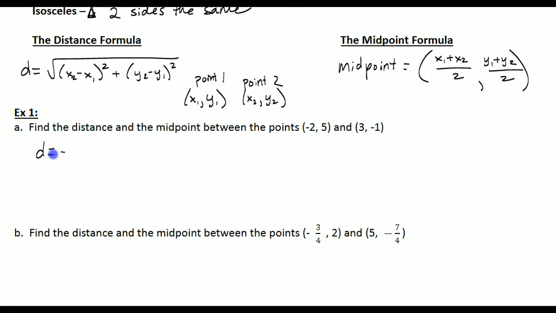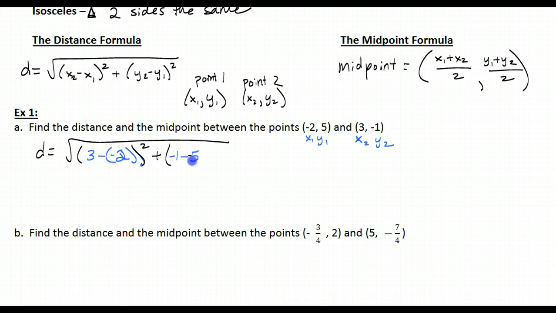So let's go through here. I'm going to find the distance and midpoint. Let's say that negative 2, 5 is x1, y1, and 3, negative 1 is x2, y2. So then let's go ahead and plug this into the formula. So x2 is 3, x1 is negative 2, and this is where I'm saying be careful with your negatives, because there's a subtract and then there's a negative also. Okay, and then y2 is negative 1, subtract 5.